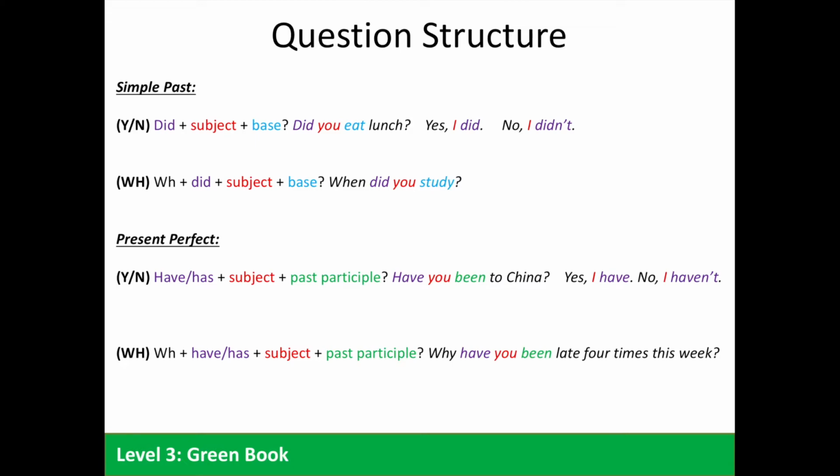Now, for yes or no questions in the present perfect tense, you'll first need to start with have or has, followed by the subject, and then the past participle. Again, as a reminder, you have to choose have or has based on the subject of the question. An example, have you been to China? Yes, I have, or no, I haven't. For WH questions, start with the WH question word, followed by have or has, then the subject, and then the past participle. For example, why have you been late 4 times this week? Take a moment to pause the video, practice writing some questions in both tenses.